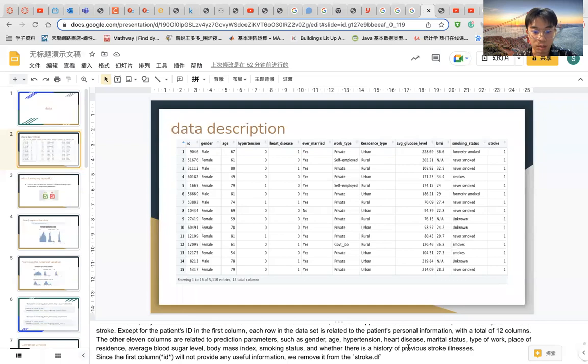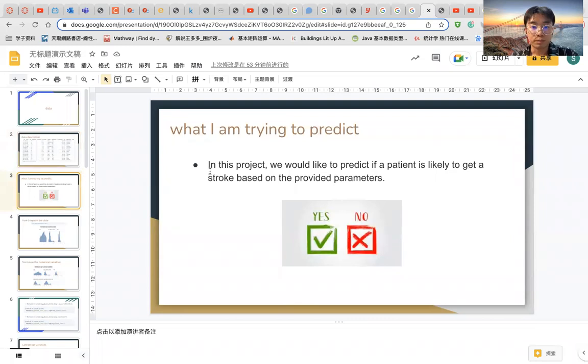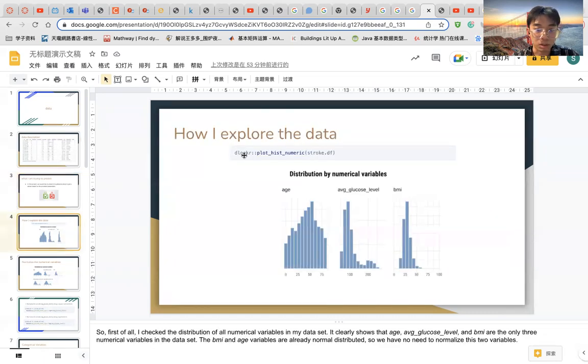Since the first column, ID, will not provide any useful information, we remove it from the stroke dataset. What I'm trying to predict in this project is whether a patient is likely to get a stroke based on the provided parameters. And this is how I explore the data.